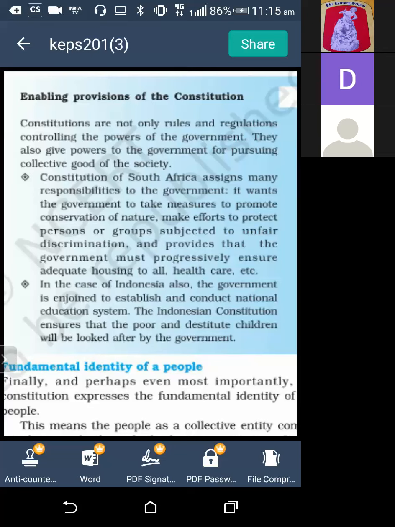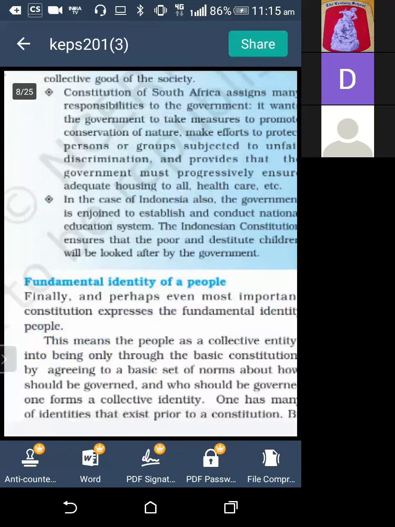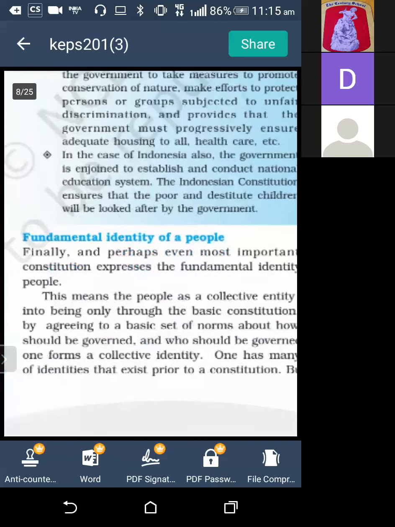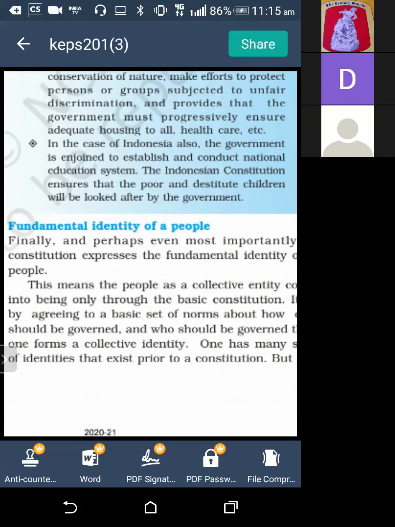First, I talked about the South African government. Then we have the example of Indonesia. Then fundamental identity of a people. Fundamental identity. What's your identity? If I ask you, maybe whatever your name, what is your identity? Your first identity is that you are an Indian citizen. आप भारत के नागरिक हो. It is your first identity, and if you make a passport, it is written over there, Government of India, right?